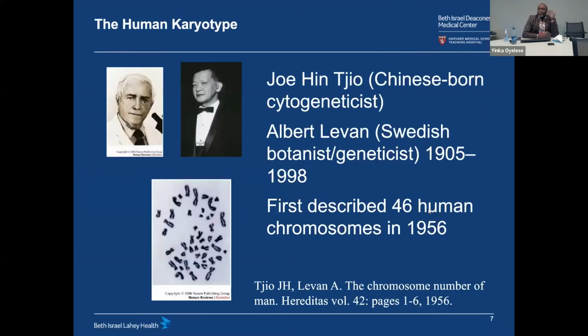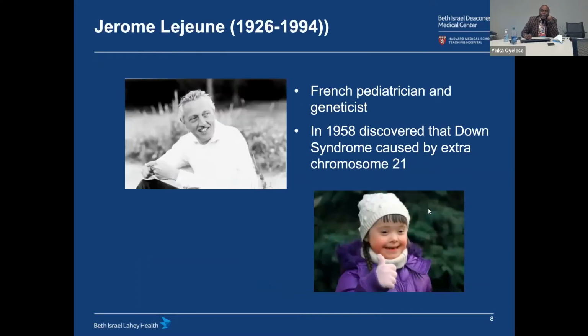And for several years, this phenotype was known. However, a major advance came when the human karyotype was first described by Tjio and Levan in 1956. That was the first time we knew that human beings had 46 chromosomes, and you get half the chromosomes from your mother and half from the father. And then Lejeune, in 1958, found out that Down syndrome actually had an extra chromosome 21. He was a French pediatrician and geneticist.